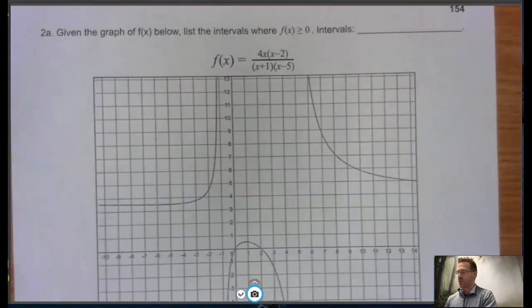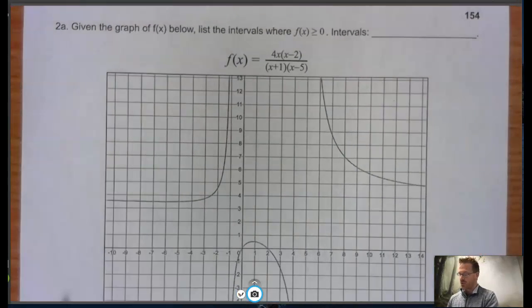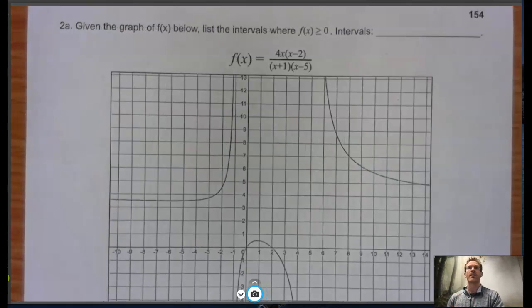All right, so let's flip it over. Now do something very similar here on problem 2. So do 2A, 2B, and 2C. Once again, pause the video, flip it back on, and we'll see how you did.